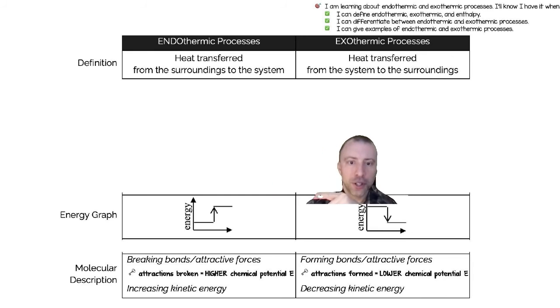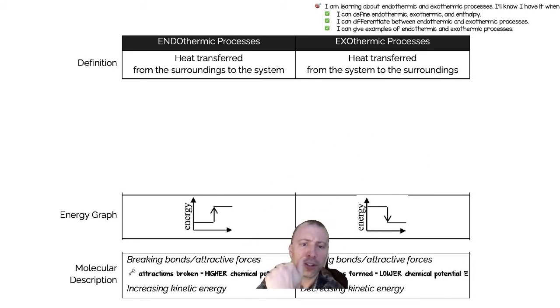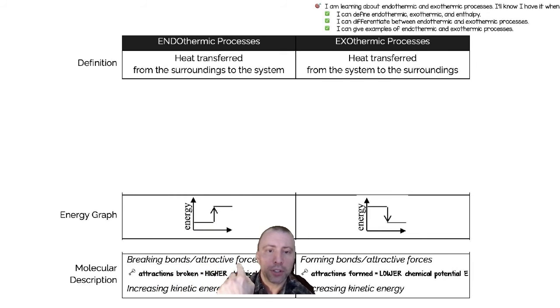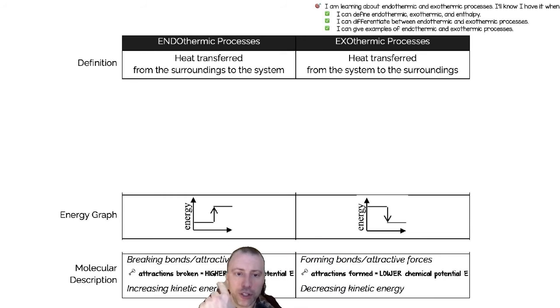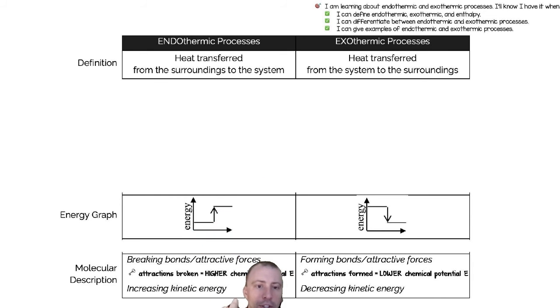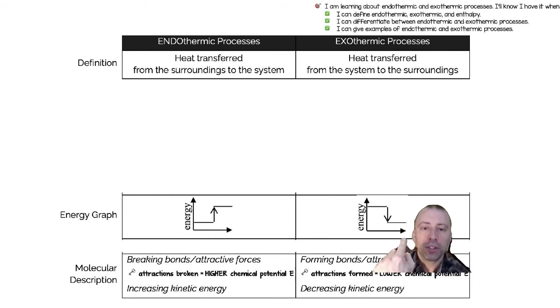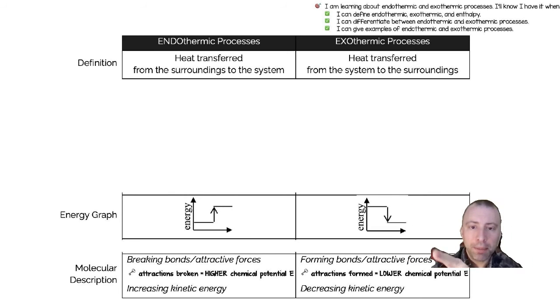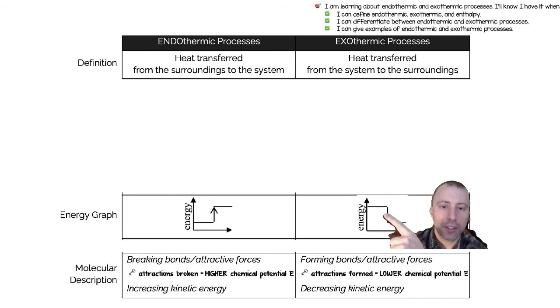Okay, so this could also just be the van der Waals forces or the London dispersion forces, but basically if you're breaking bonds or attractive forces, then the attractions are broken, which has a higher chemical potential energy. Energy had to go in, and then overall they have a higher energy. So you started off with lower energy and then went to a higher energy. So this is increasing the kinetic energy. Whereas if you form bonds, so if chemicals come together, bond, and they're more stable, then they have a lower energy. So they were higher energy when they were pulled apart, they release heat energy, and now they're more stable.